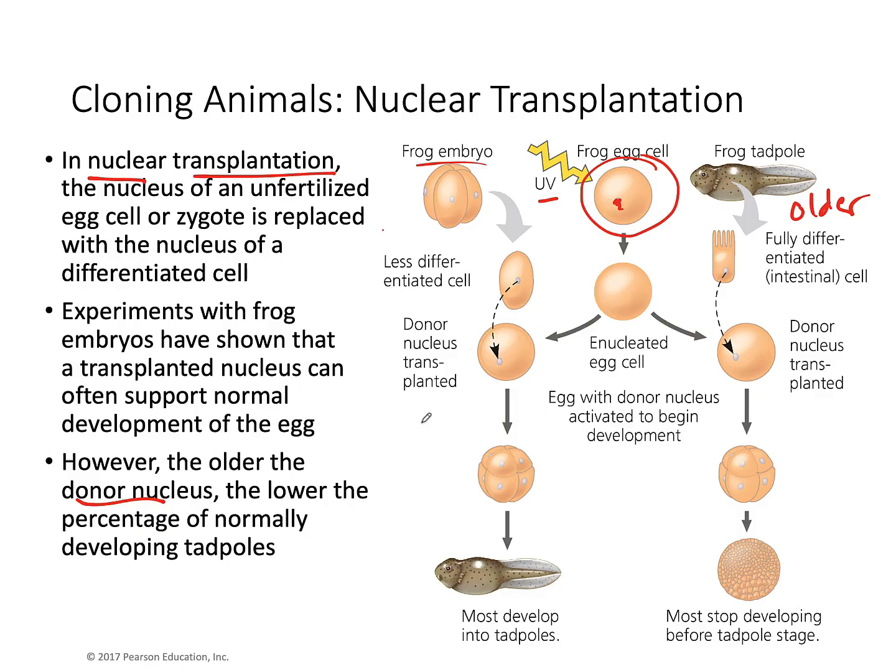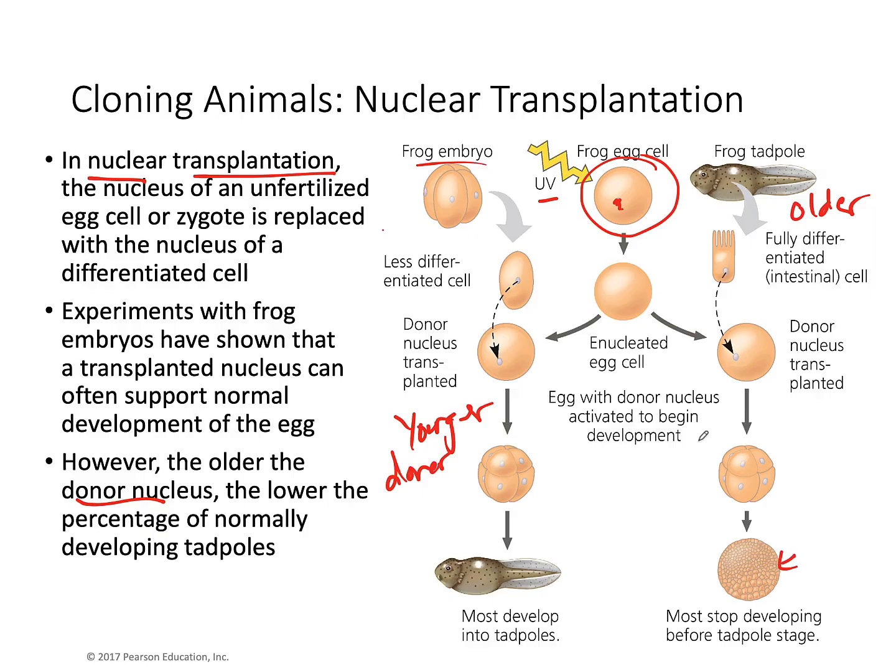Typically we find that the younger donors are going to be more successful. Most of these are going to be able to develop into a tadpole. The older the donor, so if we take a fully differentiated cell from a tadpole's intestine, stick it in a tadpole egg, it might develop into a blastula here, but a lot of the times they're going to stop developing and not actually turn into a full-on tadpole.